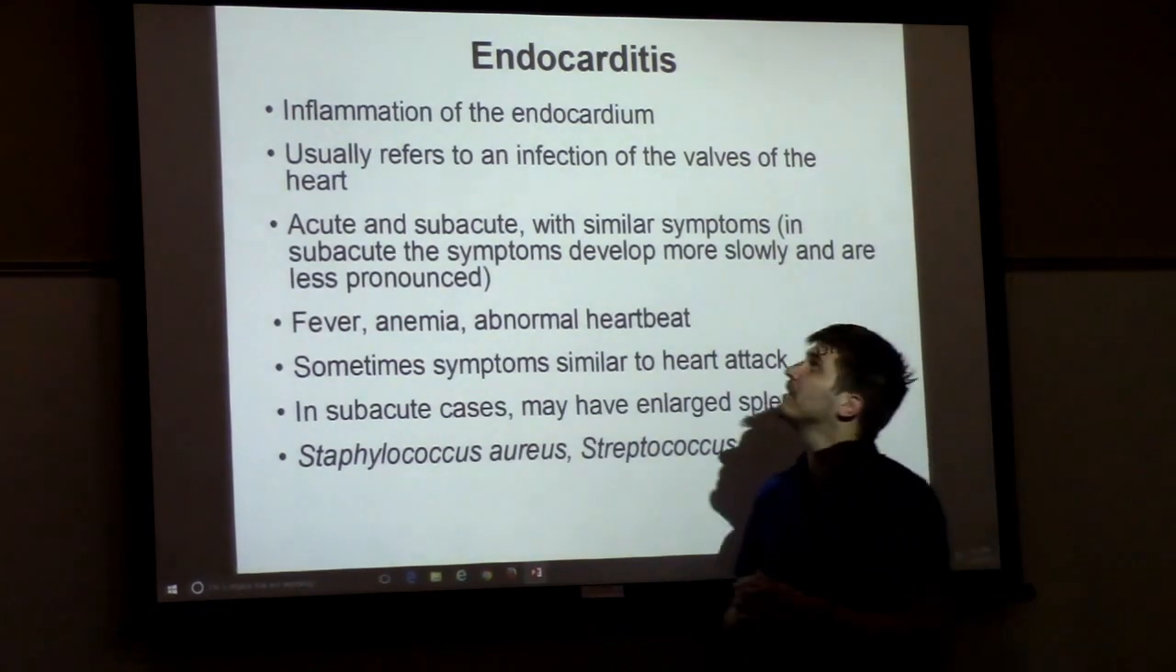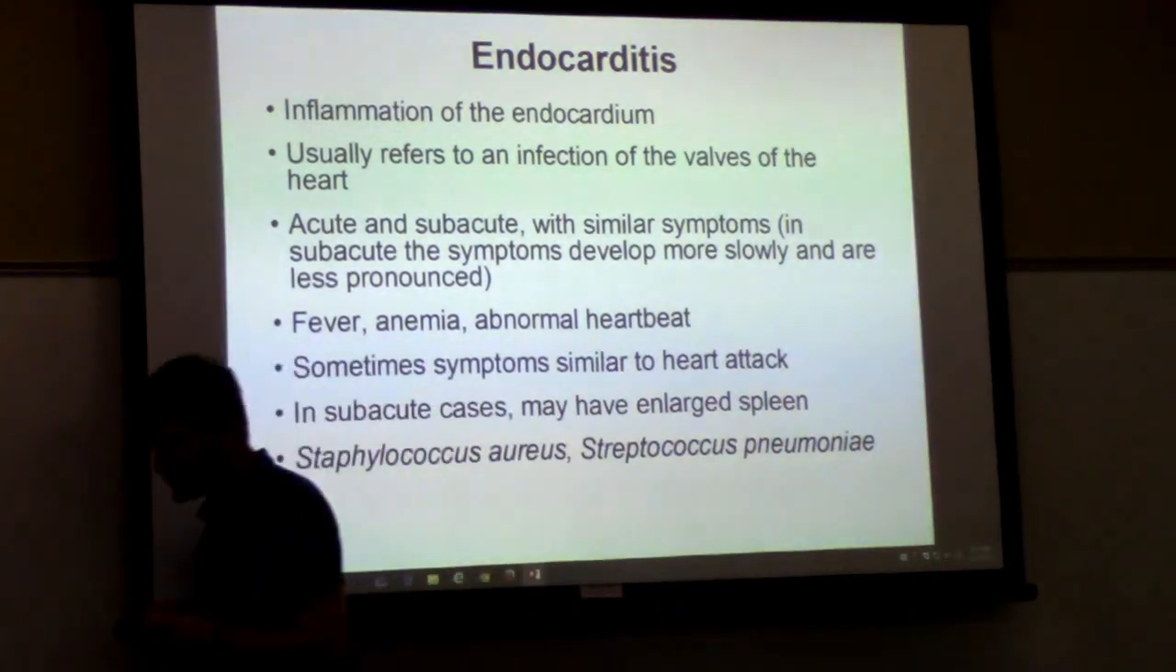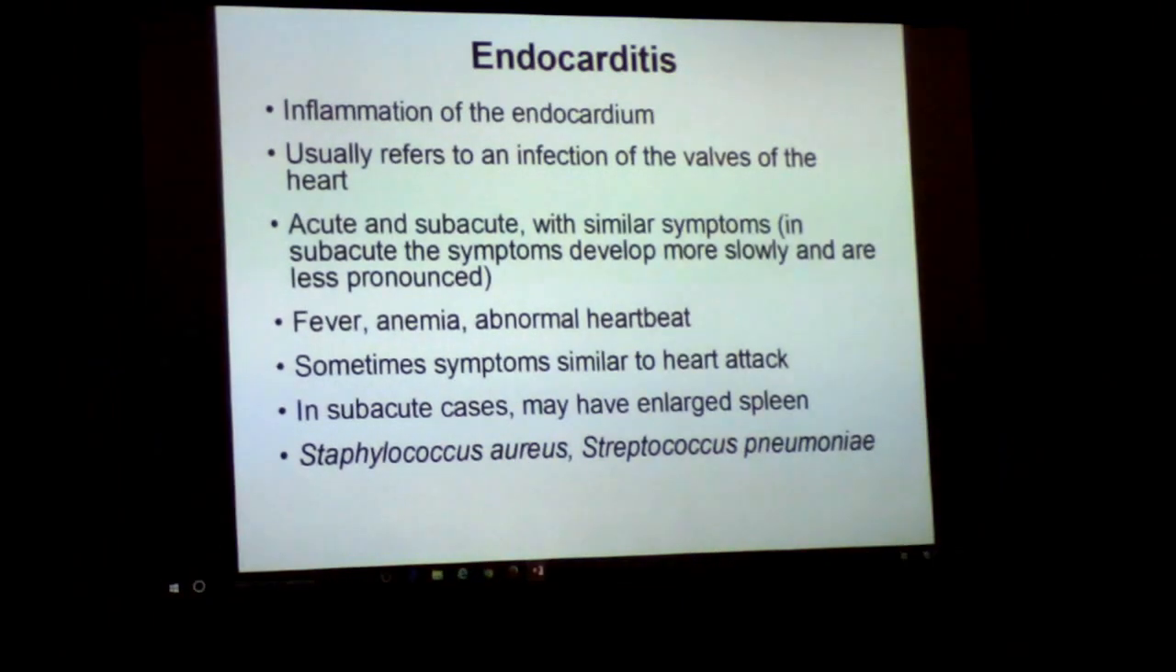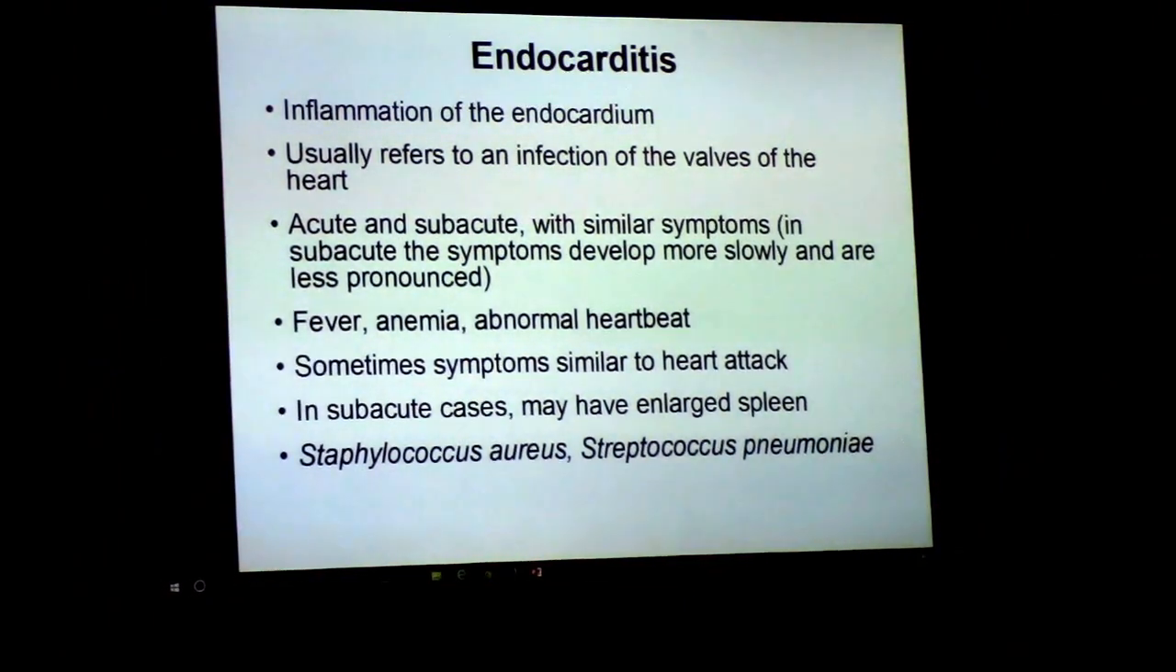So we're going to start off with endocarditis. Endocarditis is inflammation of the endocardium. The endocardium is the smooth tissue lining the inside of the heart, the heart valves and the interior chambers.